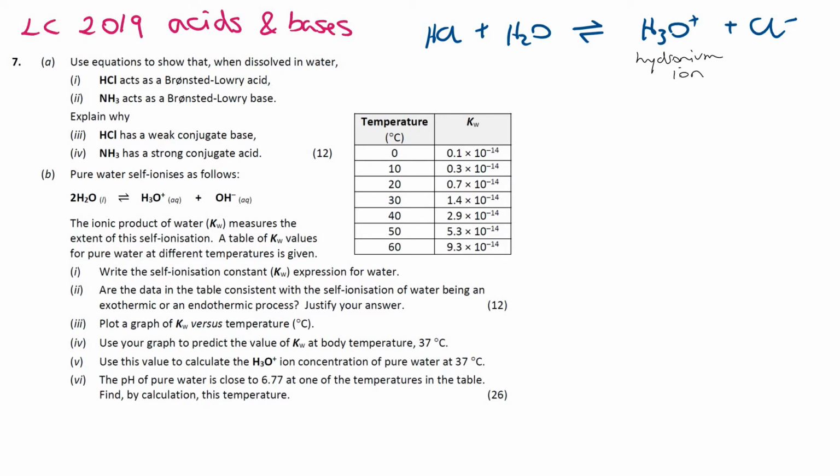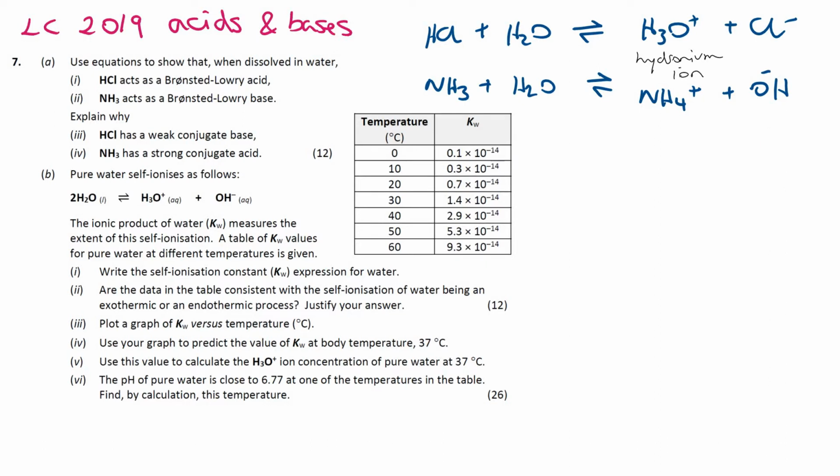Now, NH3 acting as a Bronsted-Lowry base. So now we're using NH3. It's again reacting with water. But this time, the water is acting as an acid and the ammonia is acting as a base. So the ammonia is going to take a hydrogen from H2O. So you're going to form NH4+ and OH-.